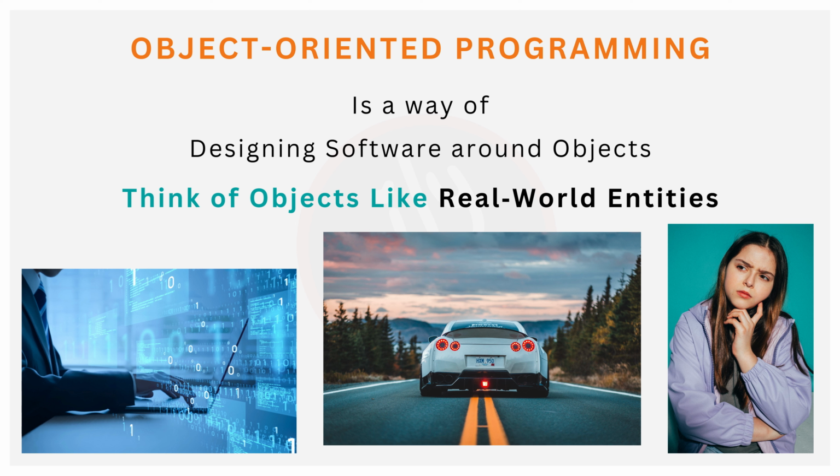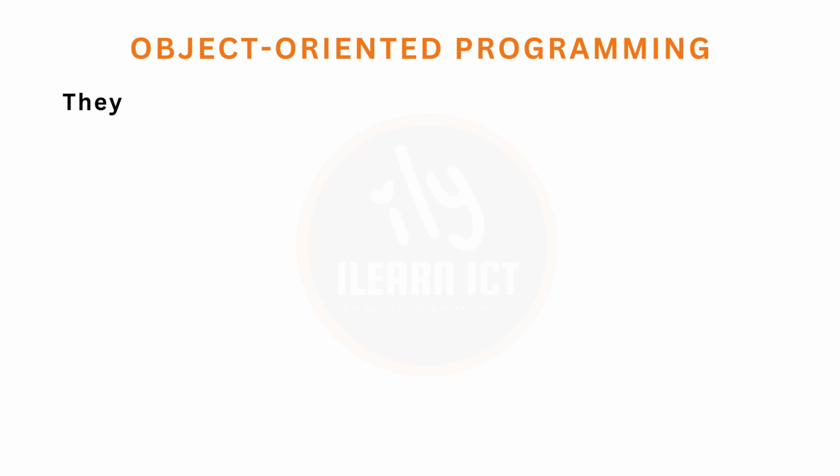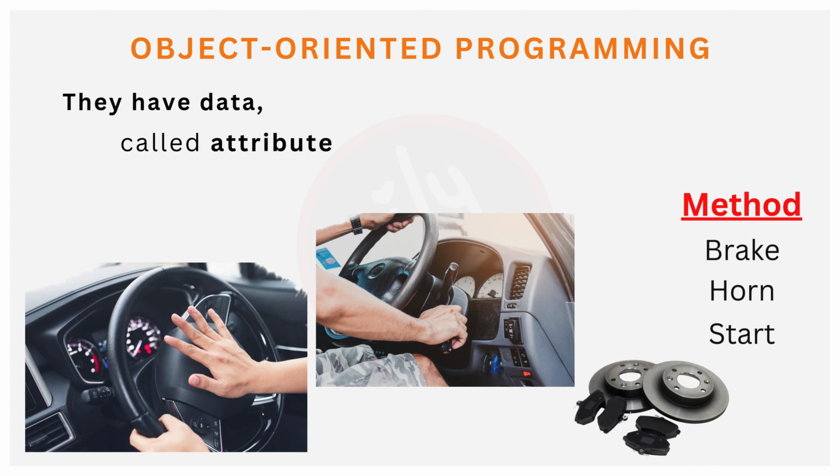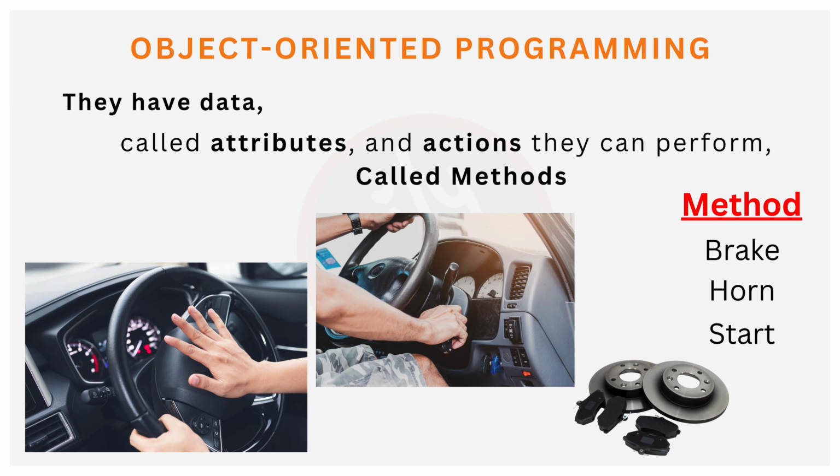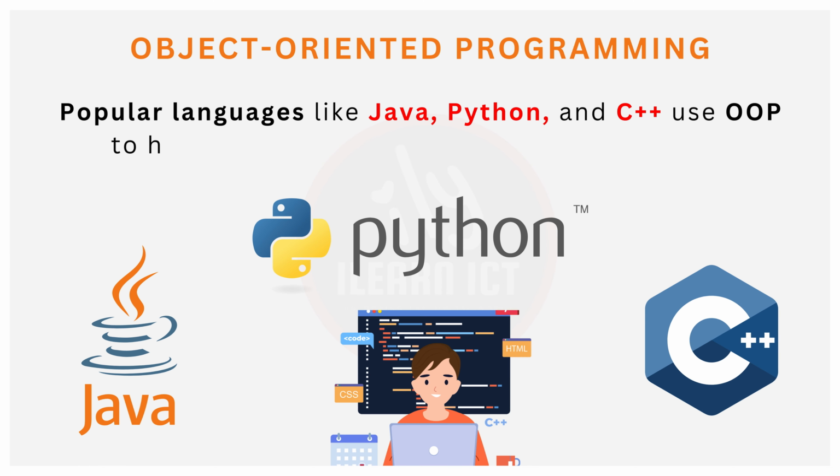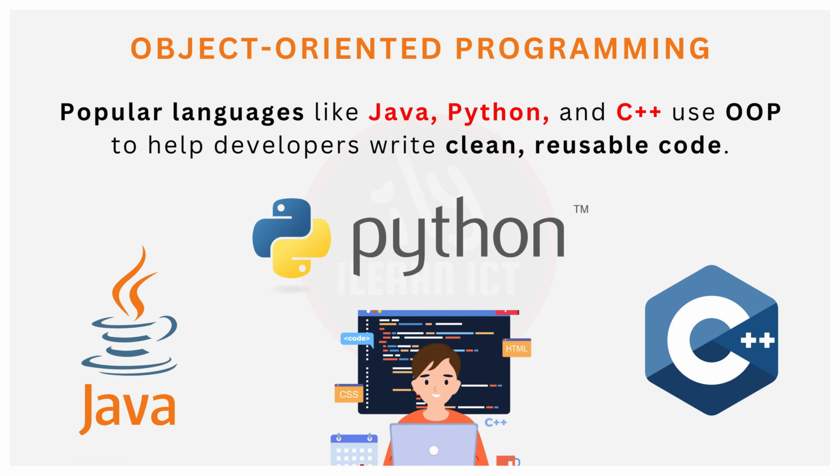Think of objects like real-world entities. They have data, called attributes, and actions they can perform, called methods. Popular languages like Java, Python, and C++ use OOP to help developers write clean, reusable code.